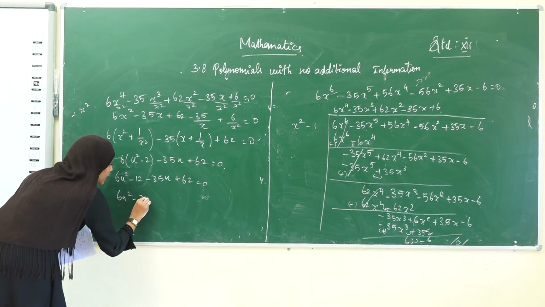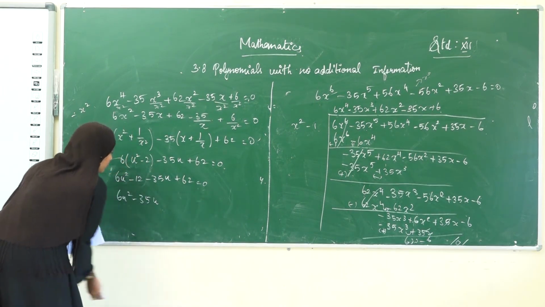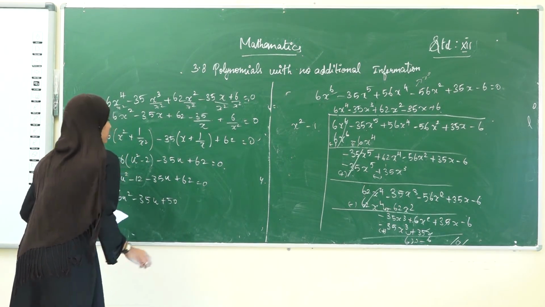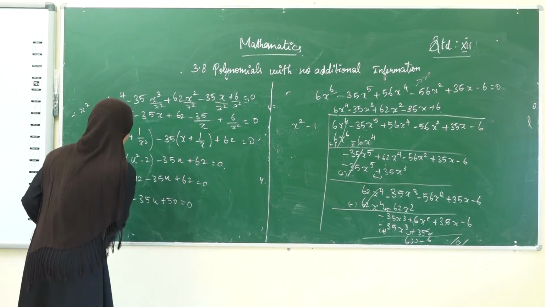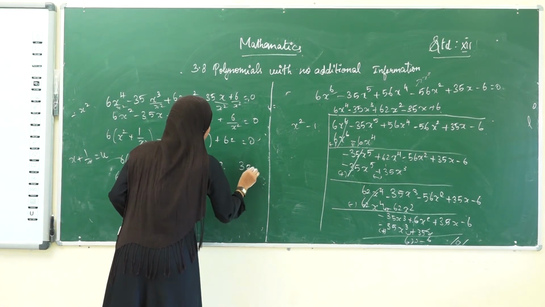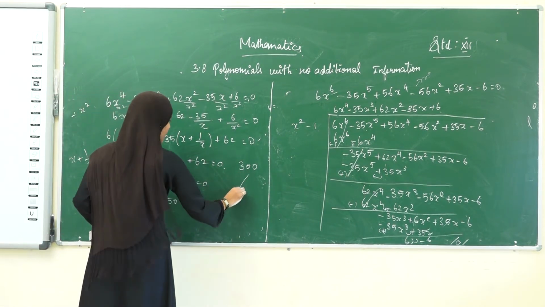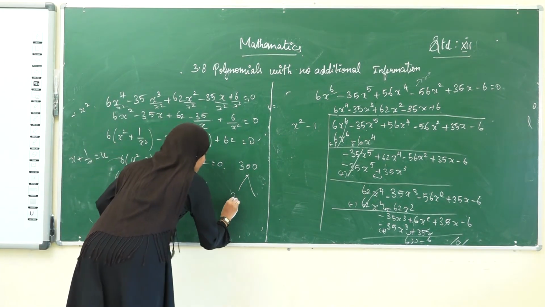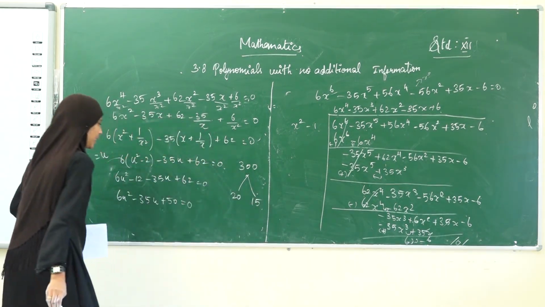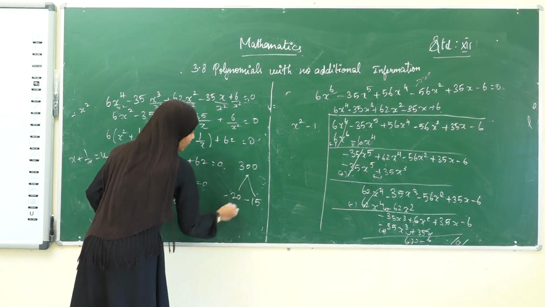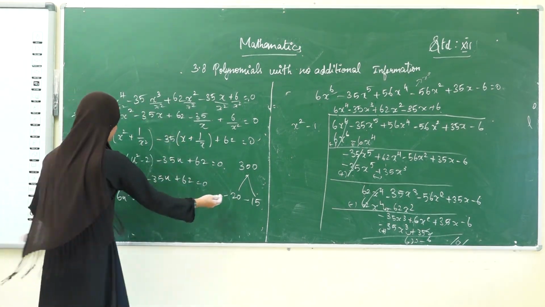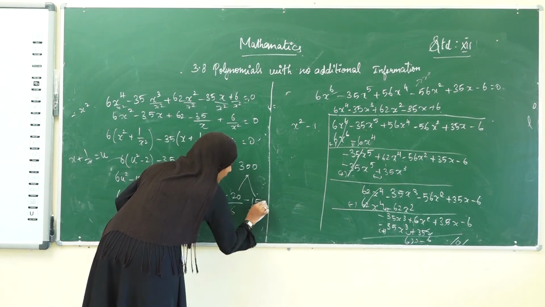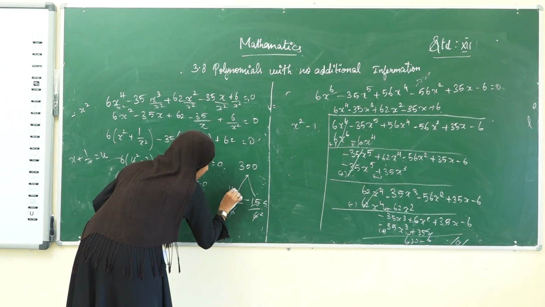6u² minus 35u plus 50 equal to 0. We have to factorize this. 50 into 6 is 300. So how can we factorize this? 20 into 15 is 300. We have to get minus 35, so we put minus here, and when adding we get minus 35. Divided by 6 here and divided by 6 here, this will be 2 and here it is 5. Here it is 10 and here it is 3.